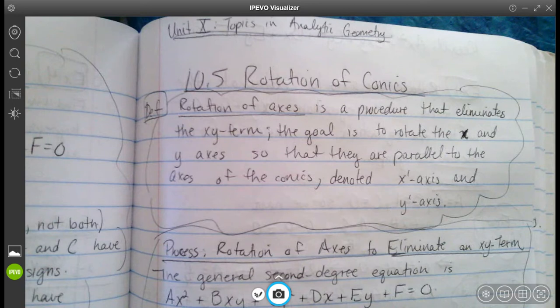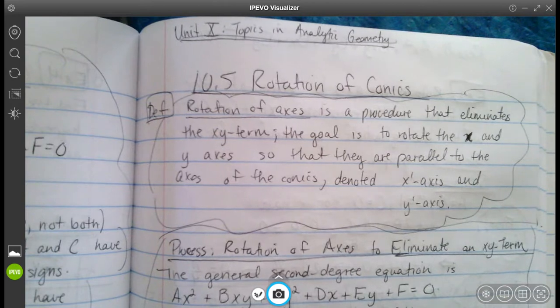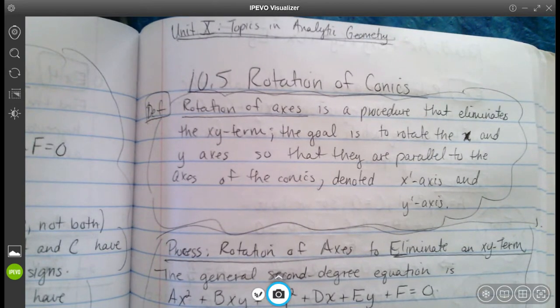By the way, these are also pre-done for us to save some of that time. What is rotation of conics? This is basically a process that gets rid of one of the terms, namely the xy term. The reason we do that is because conics are not always centered on our xy axis. Sometimes they're slanted or diagonal looking.